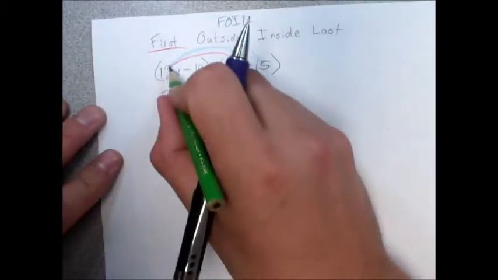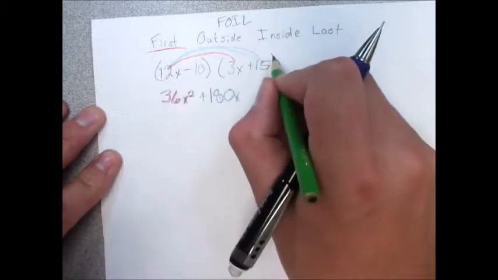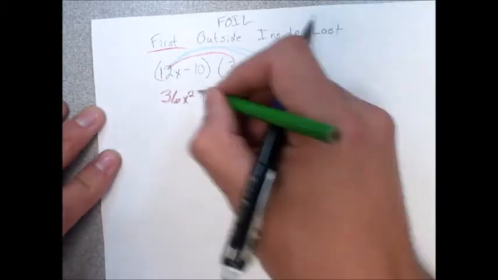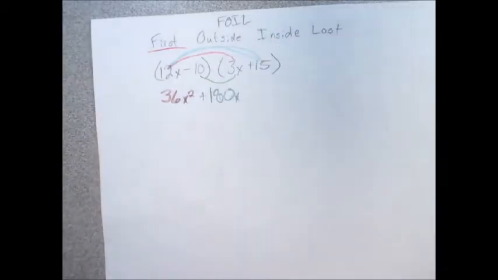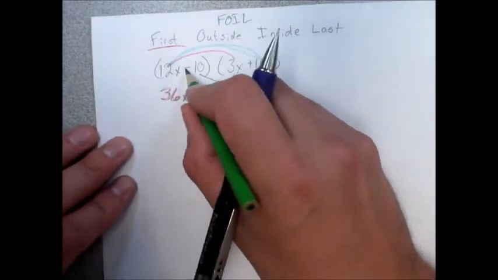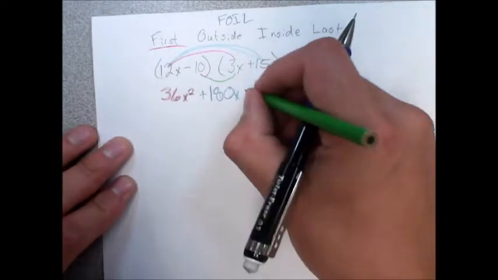So I'd like to do this because I distribute this 12x to both of those. And then when I do the other one, I go underneath. It's still distribution, but I'm just going underneath so that my lines don't get all tangled up in each other. Okay, so now I'm going underneath. I have negative 10, that's a negative 10, times 3, which is negative 30x.